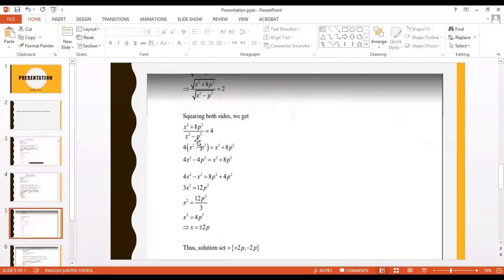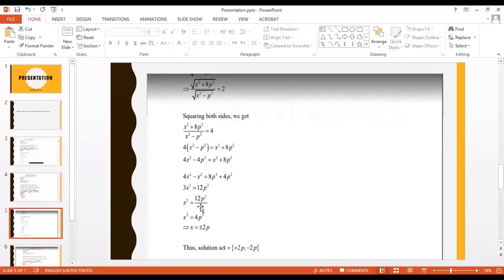Then we will shift this x square minus p square to that side and multiply with 4, so 4x square minus 4p square, and the other value is here x square plus 8p square. Then we will shift this x square to that side, because 4x square is greater than x square, and here it will be subtracted from 4x square, and 3x square will come. And minus 4p square will shift to that side of the equal sign, and for 8p square plus 4p square will come 12p square.